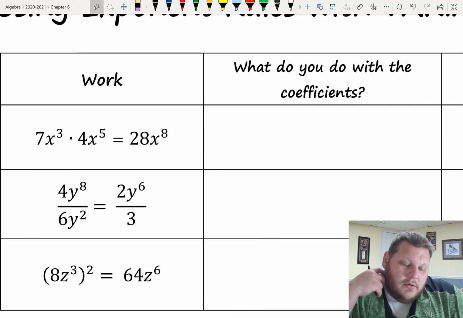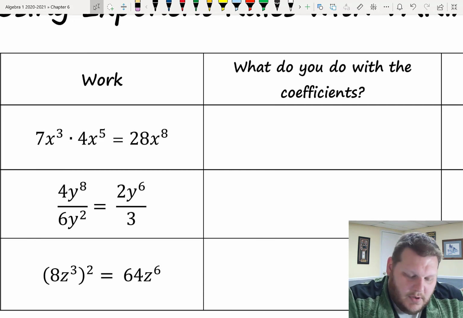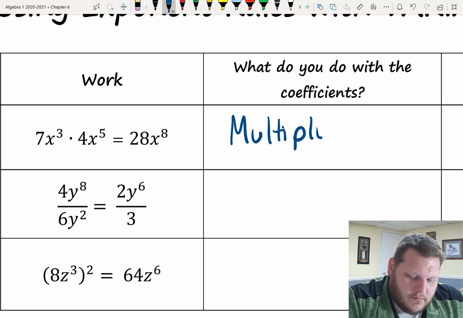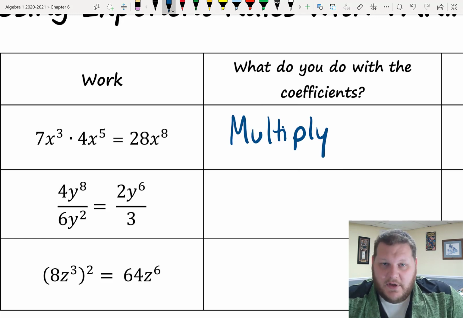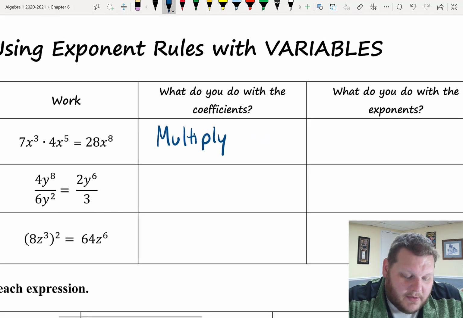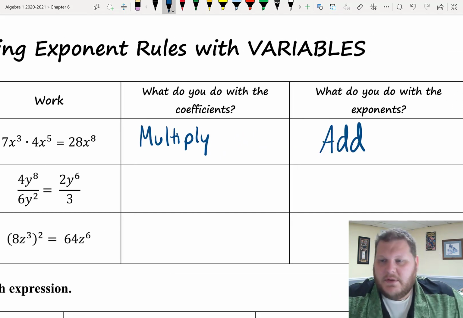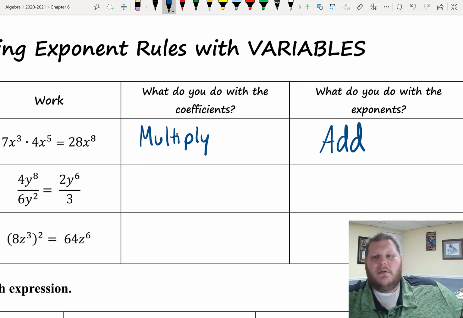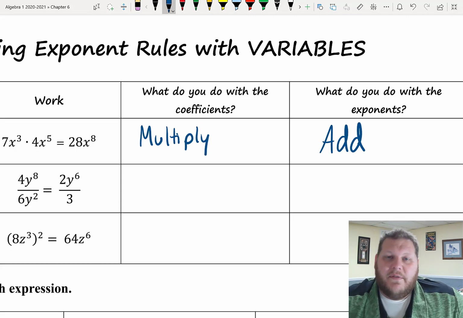So our product rule is when we have the same base being multiplied together. In that rule, if we have both variables and coefficients, I would multiply the coefficients. Right? In this case, 7 times 4 gives me my 28. So I multiplied the coefficients. And then for the exponents, I add the exponents. Right? X to the third times x to the fifth gives me x to the eighth. 3 plus 5 equals 8.